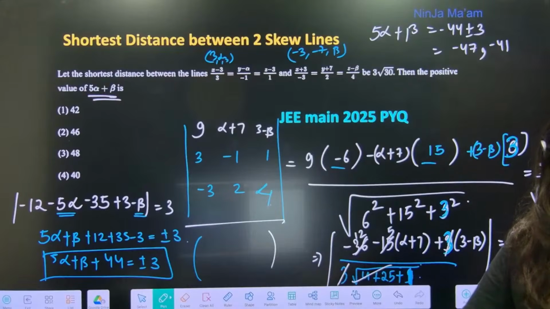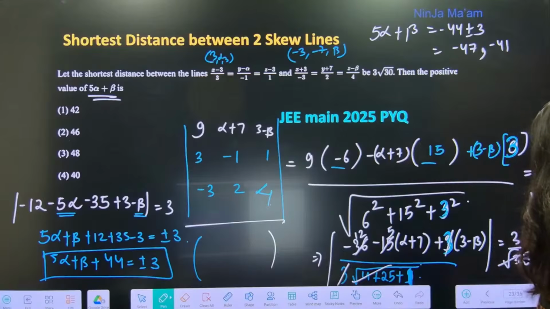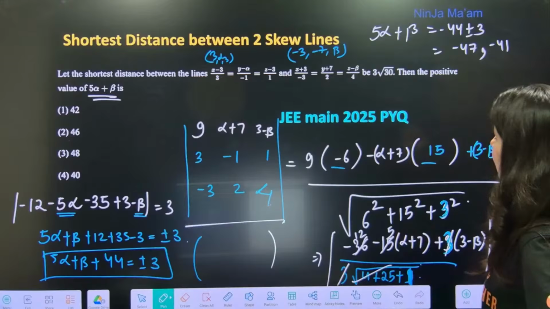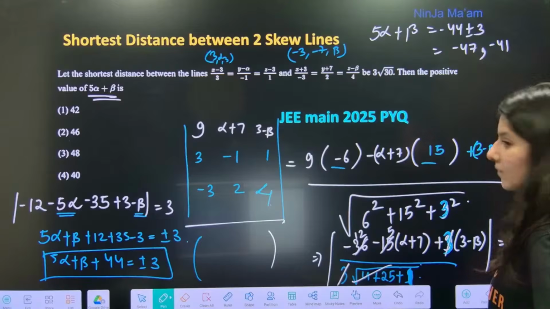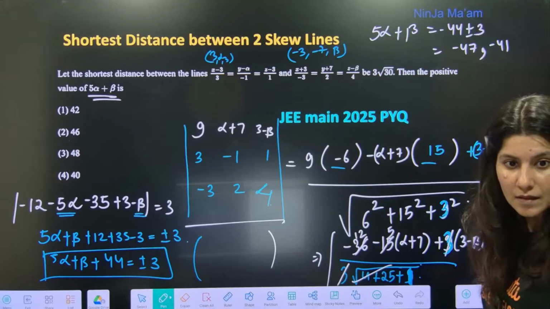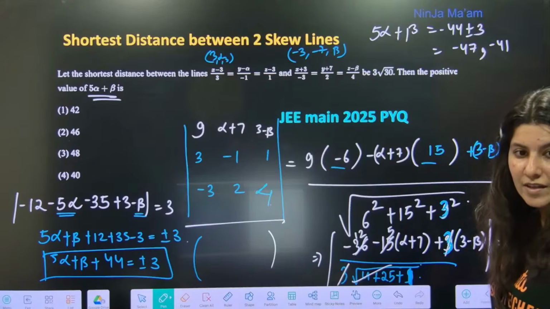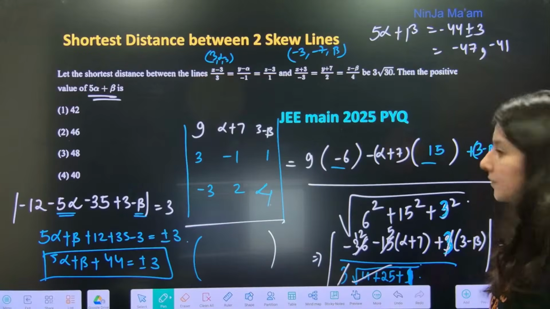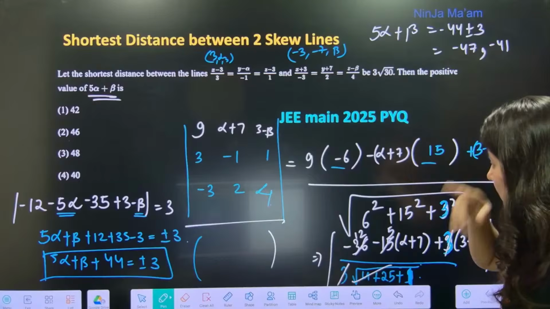12. Okay. I think this 35 is having some mistake or what? So this is 7 5s alpha plus 7, right? 12 plus 5 alpha. The shortest distance is given. Okay.